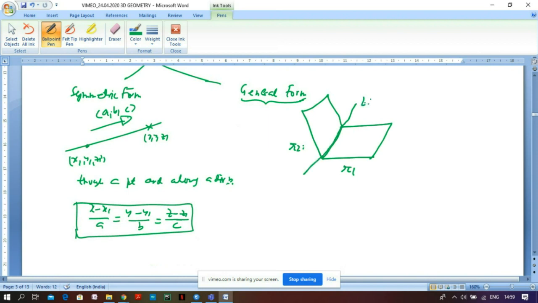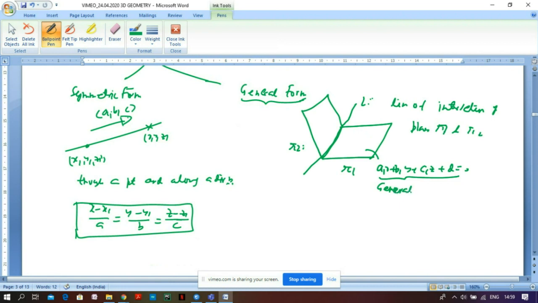So this line L is nothing but the line of intersection of planes pi 1 and pi 2. So this is my line. Now in this form, the equation will be: the pi 1 plane equation is a1x plus b1y plus c1z plus d1 equal to 0. It is called the general equation of a plane. There is a name for it. Similarly, I can write a2x plus b2y plus c2z plus d2 equal to 0.